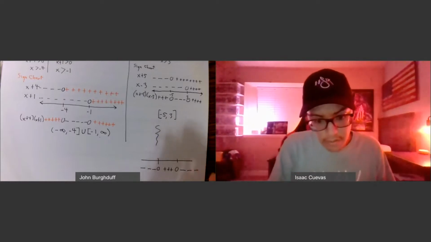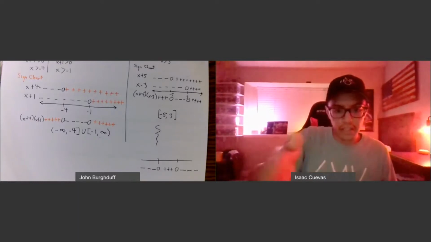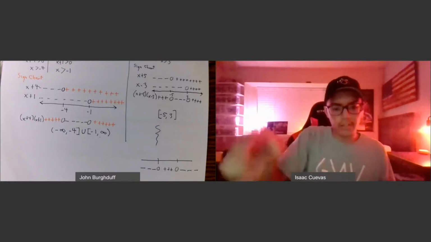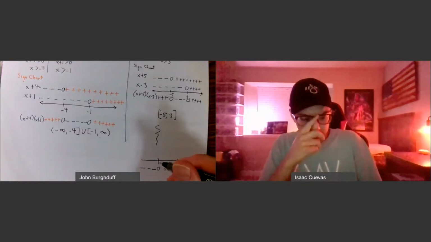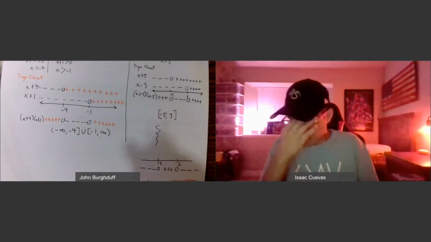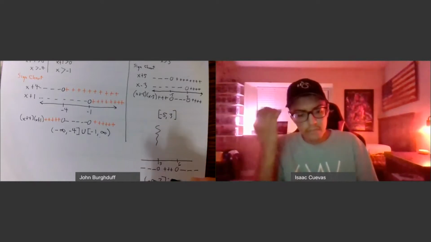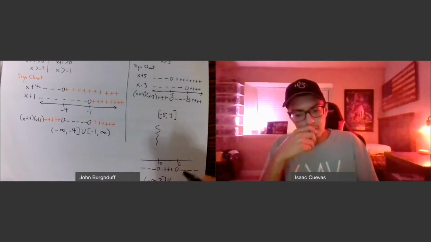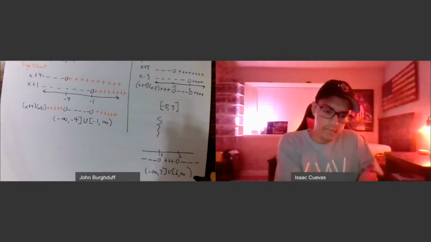Gotcha. Okay. Awesome. Yeah, because you want the negative, anything less than 0, and then the other one you want anything greater than 0. So maybe this is a 3 and this is a 6. If you wanted it to be less than 0, you would go negative infinity to 3, because there's 2 pieces that are negative, and then 6 to infinity.